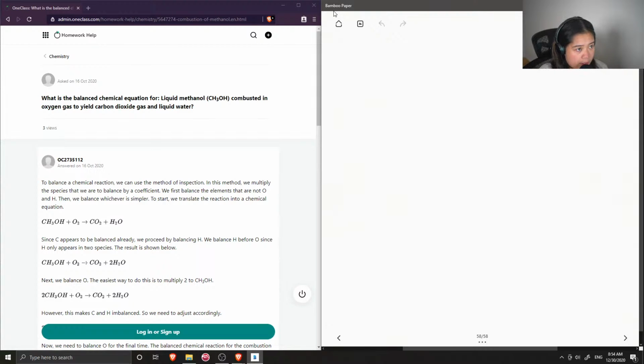Okay, so question 3. What is the balanced chemical equation for liquid methanol combusted in oxygen gas to yield carbon dioxide gas and liquid water? So this is an example of a combustion reaction. And first, let's write down all of our reactants and products and the state that they're in.